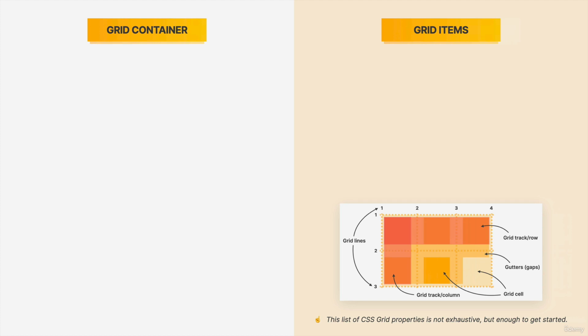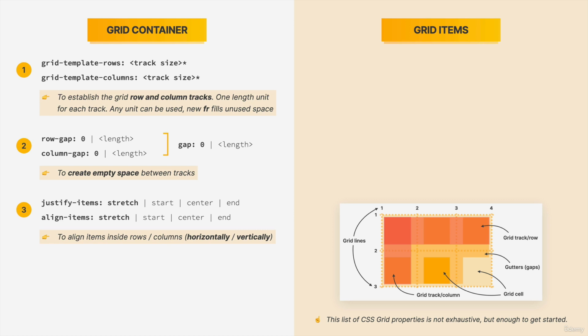And now to finish, just like in the Flexbox lecture, let's take a look at an overview of some of the properties that we can use on the grid container and on the grid item. Starting with the properties for the grid container, the most important ones are grid-template-rows, grid-template-columns, the column-gap and row-gap, which together make up the gap property, and then also justify-items and align-items, which we can use to align the items inside rows or inside columns. So in other words, horizontally and vertically.